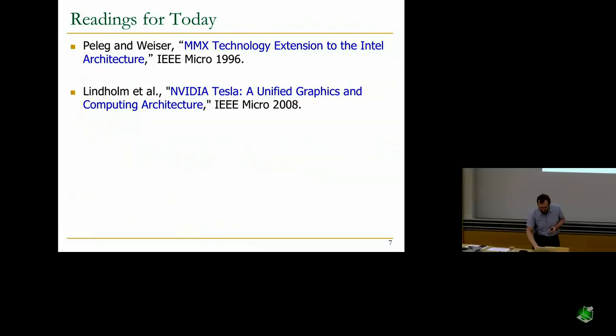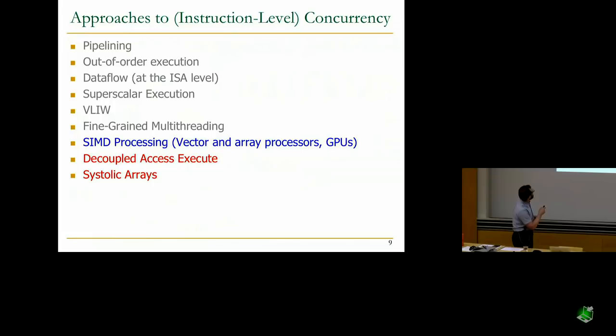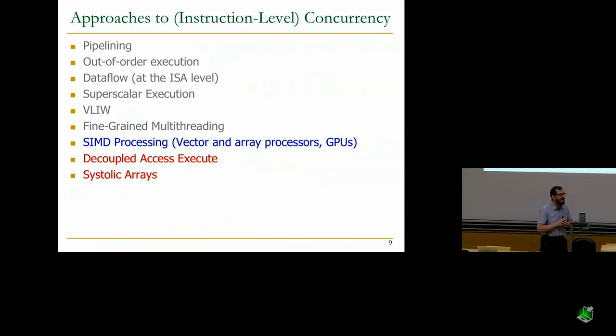Okay, so this is where we were, if you remember. We've covered all these execution paradigms. We talked about branch prediction and how important it is to many of these execution paradigms. Today, we're going to go over here, and we'll see how branches are handled in this paradigm also. It's interesting.